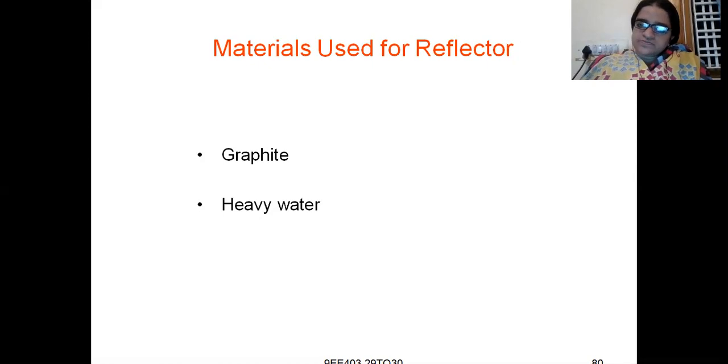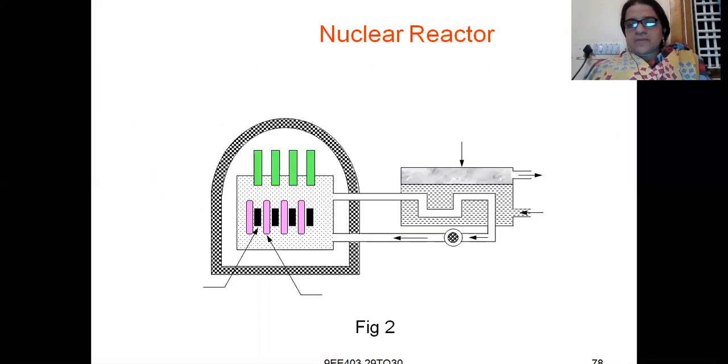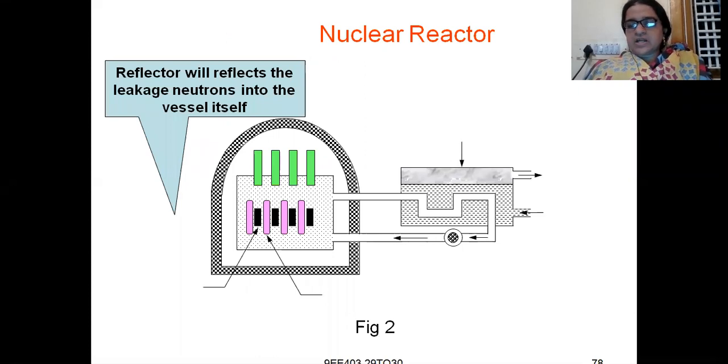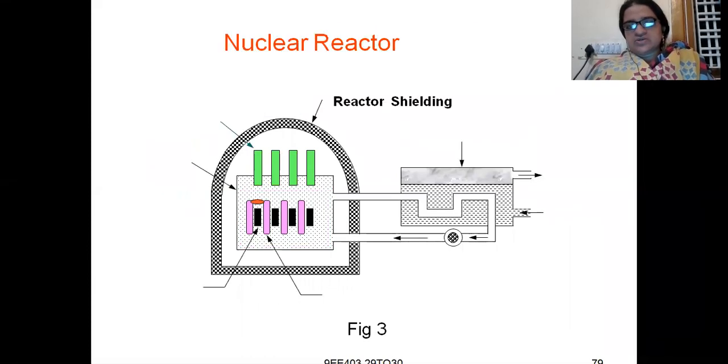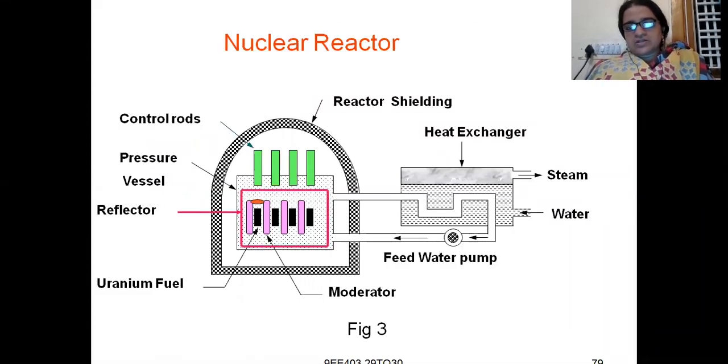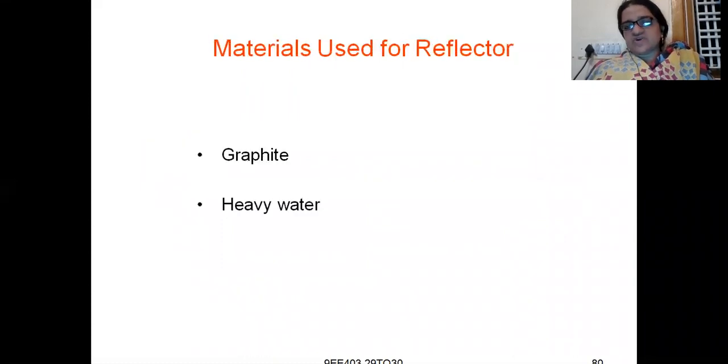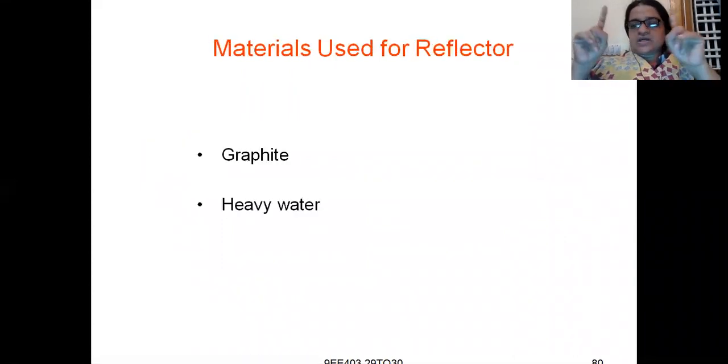In the last class, the last topic was about the various parts of a nuclear power plant. I have explained every part in detail, and the explanation of all the components of a nuclear power plant has almost been completed. Coming to the new topic, I have also finished the materials used for the reflector.